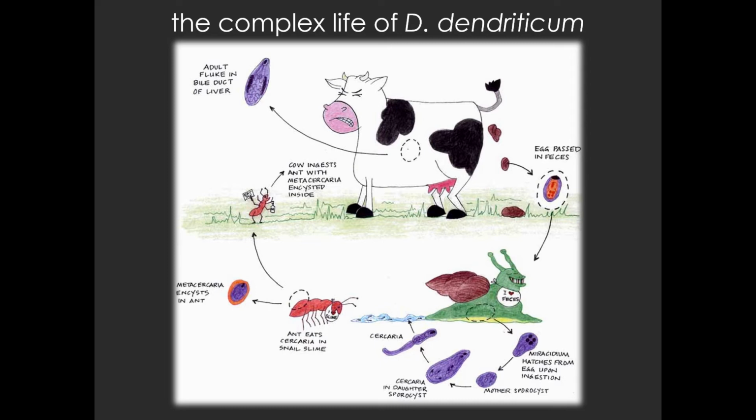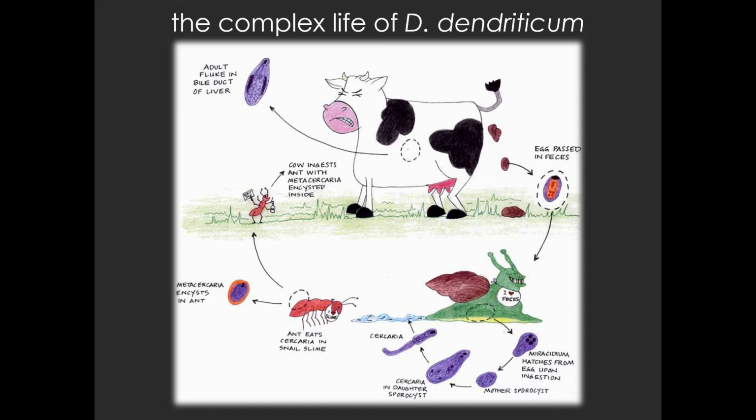And inside of the snail, a miracidium hatches from the egg. It becomes a mother sporocyst, which becomes a cercaria, and that cercaria becomes flagellated and actually moves through the snail and is secreted along with the slime trail that the snail leaves, which is eaten by an ant. And here, if it wasn't weird enough already, is where things really get weird.